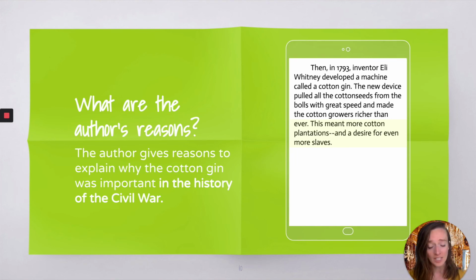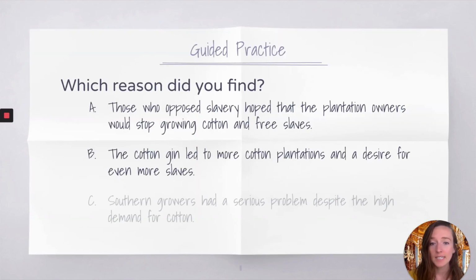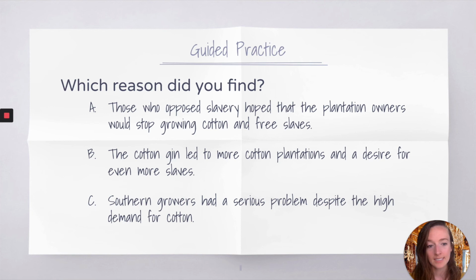So if the cotton gin led to more plantations and more slavery, well, those were two of the big things that led to the Civil War. So let's look at these options for the reasons, because we always find the evidence and then put it into our own words. Those who opposed slavery hoped that the plantation owners would stop growing cotton and free slaves.